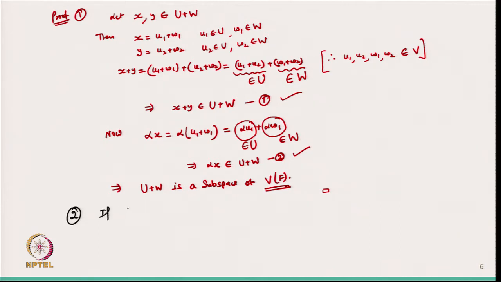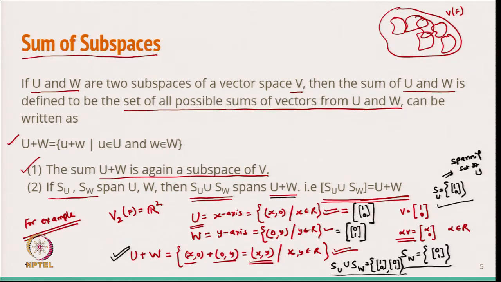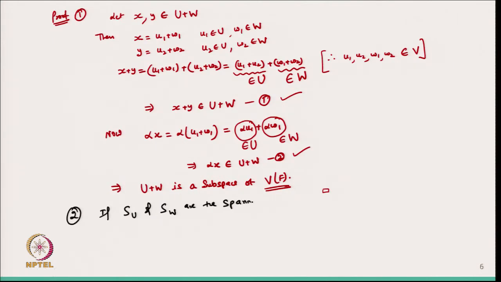Suppose SU and SW are the spanning sets of U and W. That means the span of SU is equal to U and the span of SW is equal to W.